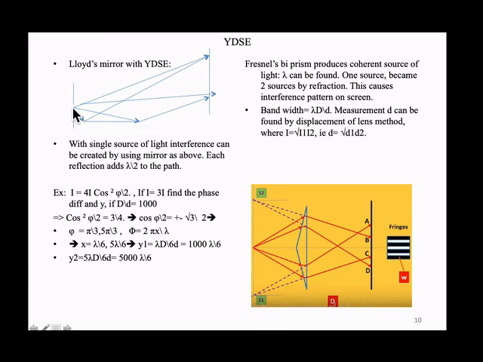We have to add the geometrical length, plus we have to add pi by 2. Pi is the phase difference, so lambda by 2 we have to add with the reflection. For the direct one, there is no reflection. So accordingly, we can get the path difference.